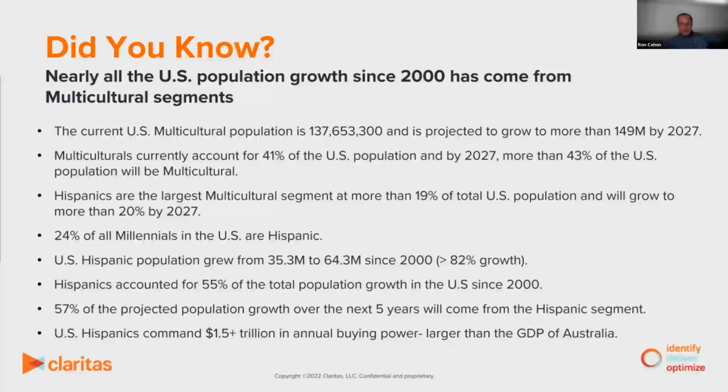Of the multicultural segments, Hispanics are by far the largest, greater than 19% already, almost 20%, and growing, of course. As you go into generations, you can say that millennials are almost 25% Hispanic already. And as you get into the next generation and the next generation, they're going to become more and more Hispanic and less non-Hispanic white. Hispanics grew 82% since the 2000 census.